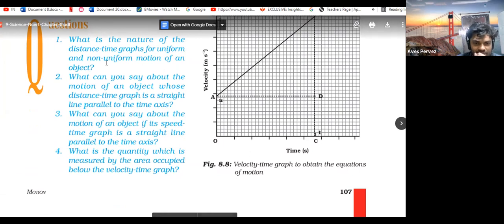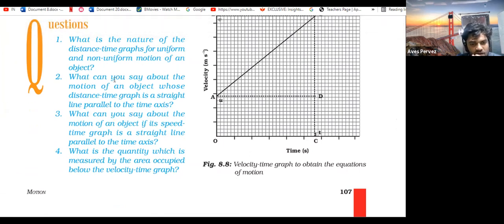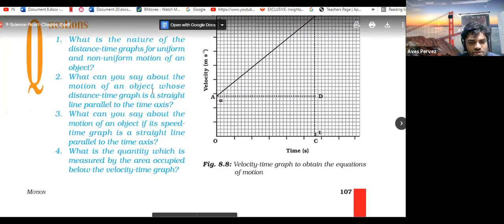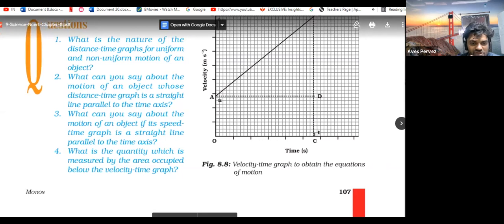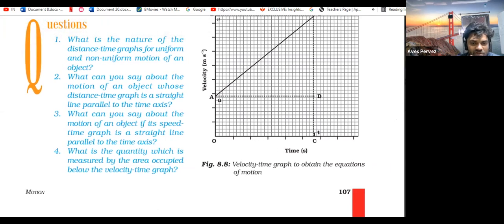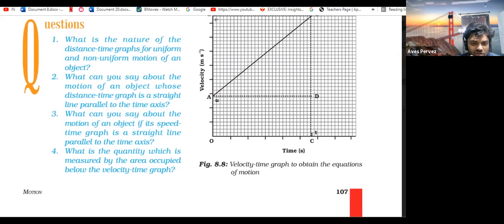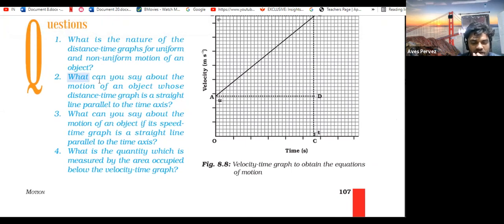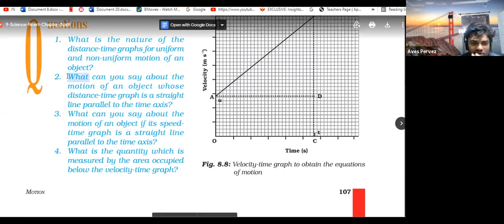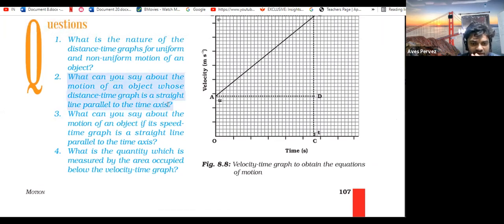What can you say about the motion of an object whose distance time graph is a straight line parallel to the time axis? If the distance time graph is parallel to the time axis, the object is stationary, the object is not moving. In question number 2 you can simply say that the object is not moving because its graph is parallel to the time axis. Okay, got it? Yes, sir.